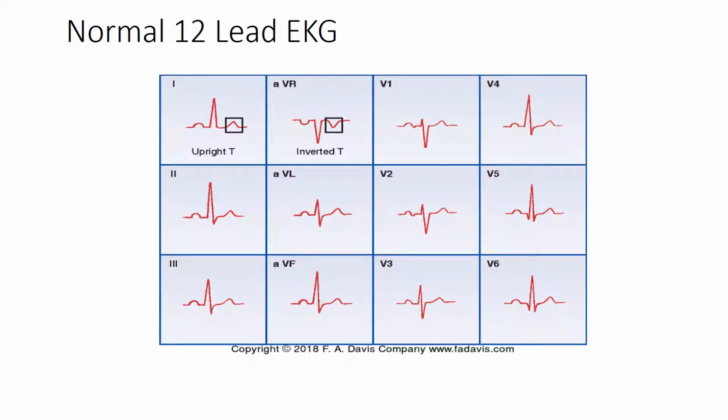The ST segment should have minimal deviation from the isoelectric line. Your Q waves should be less than 0.04 in duration and less than 4 millimeters in depth. Your PR intervals and your QRS complex durations should be constant. And then the axis should fall between 0 and plus 90 degrees.